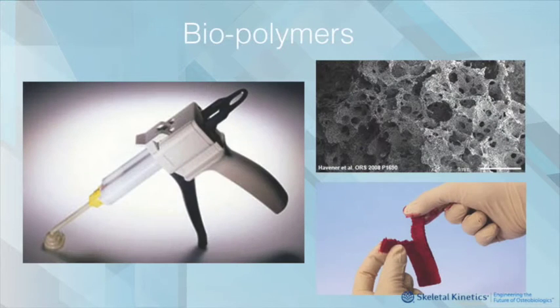Here we have some examples of biopolymers. Please note that many of these products are in combination with other categories of products like minerals or allografts. Some of these examples include Vitas, Helos, and there are many other products on the market.